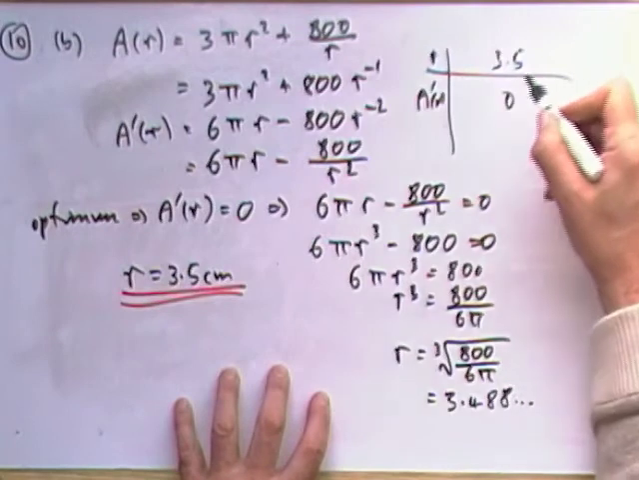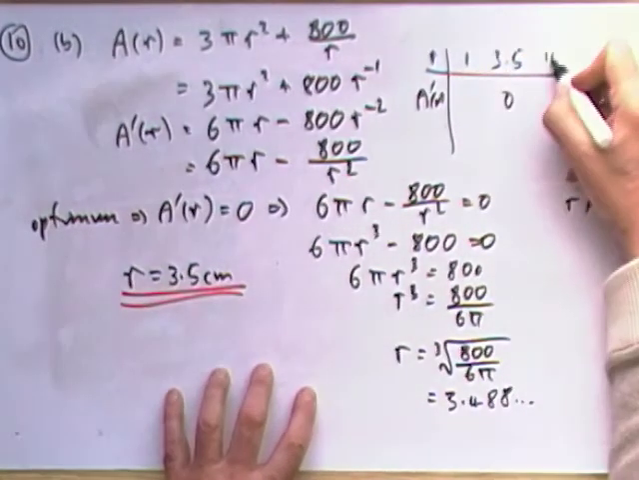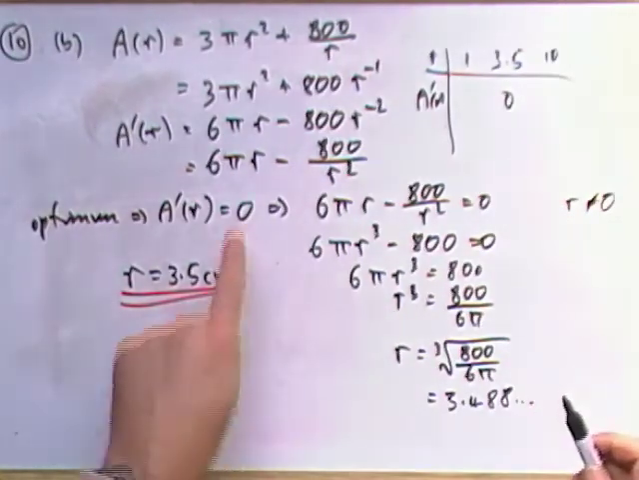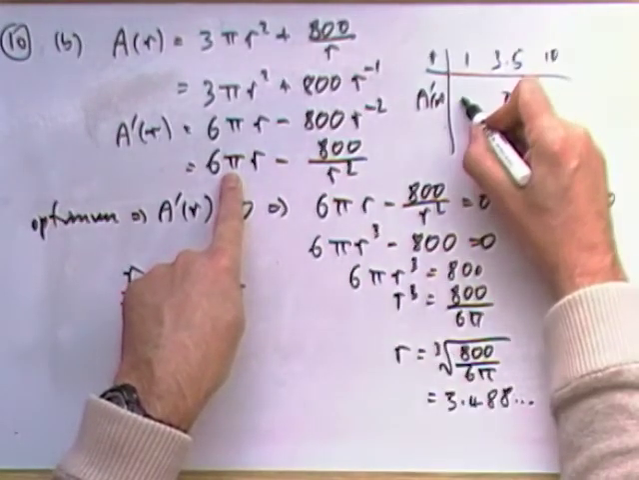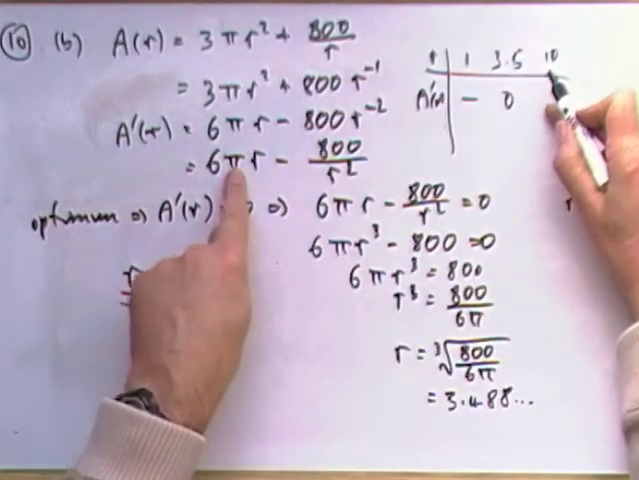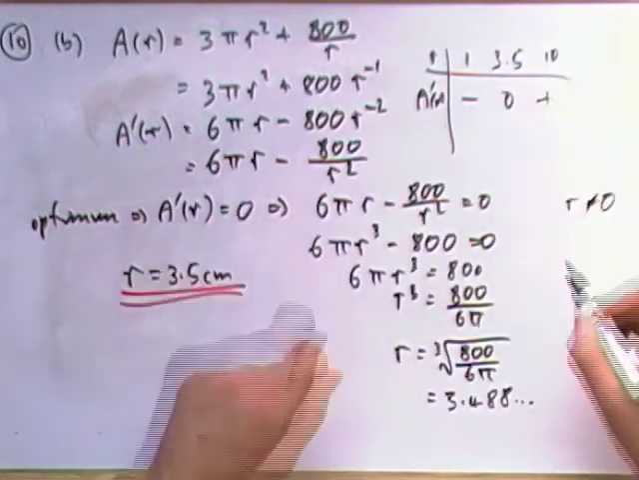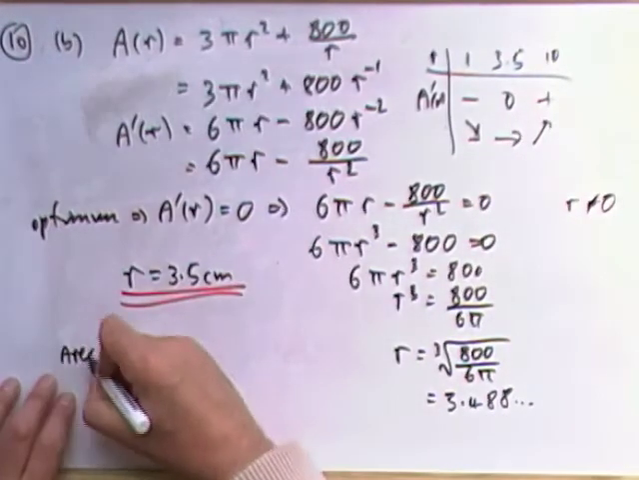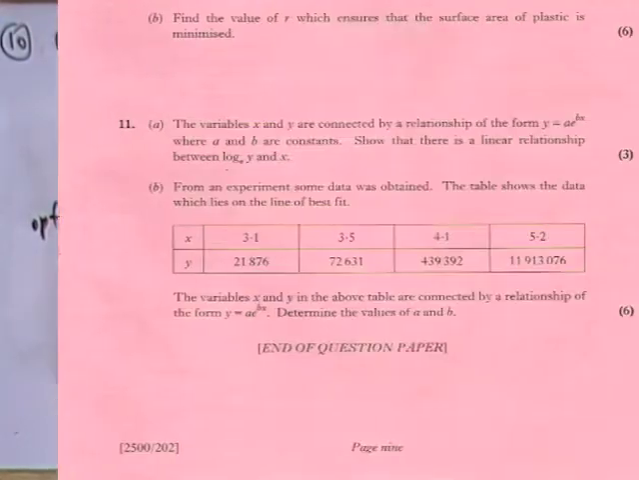So you could pick out something like 1. That should be quite easy to work out. I can go up at 10, that makes nice numbers to put in for this. So at 1, I've got just 6 pi minus 800, that's negative. And at 10, that's going to be 60 pi, but that's only going to be minus a tiny bit, so that's going to be positive, which means it looks like this. So it is a minimum. So area is minimised at r equals 3.5. That would do it.